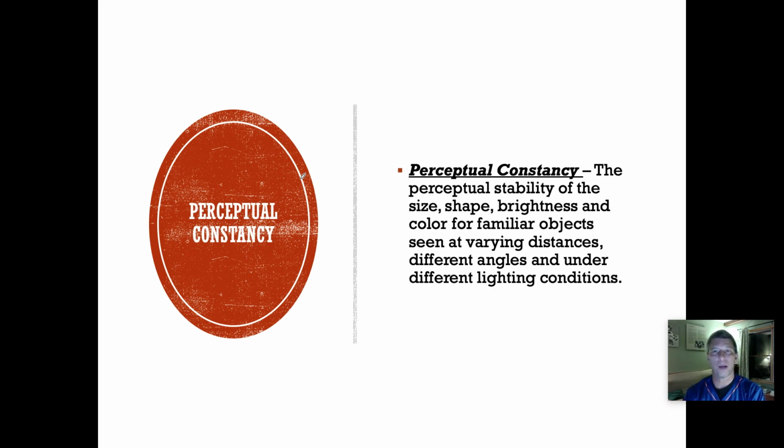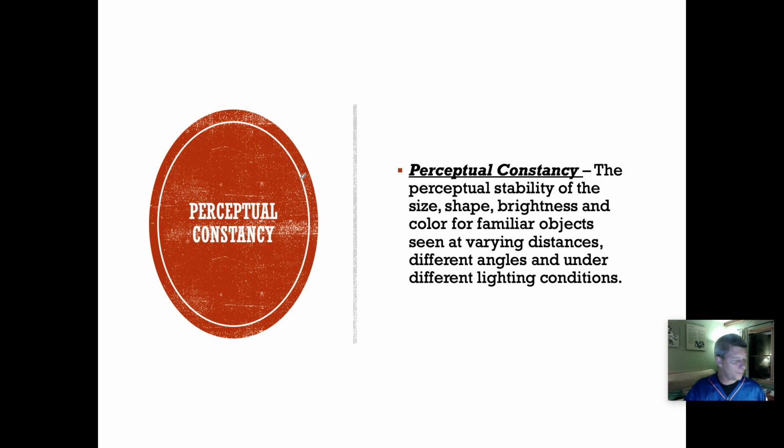Right, even though there's not enough light to see it as tan in color, you still know that it's tan in color. The same thing is true for objects at different distances, at different angles, under different lighting conditions, and so on. Your brain is able to take into account distance and light and angle and all of those things, and still make sense of what you are seeing. And that is perceptual constancy.